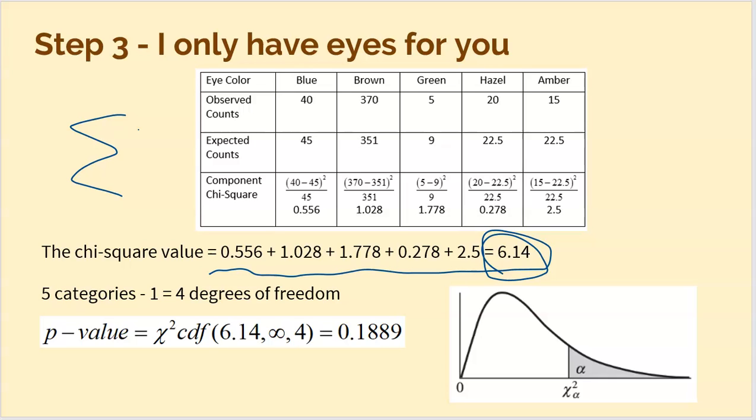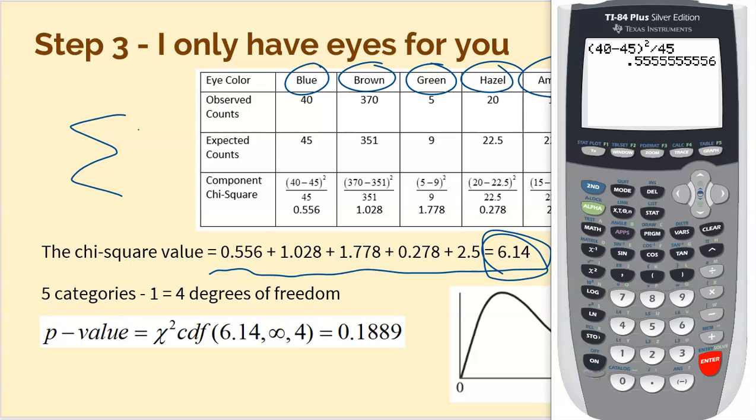All right, so now we need that p-value. We do need our degrees of freedom. So you'll notice I have 1, 2, 3, 4, 5 categories. 5 minus 1 is 4 degrees of freedom. So we're going to go to chi-squared CDF on our calculator. So that's under second vars, just where we get normal CDF, t-CDF.